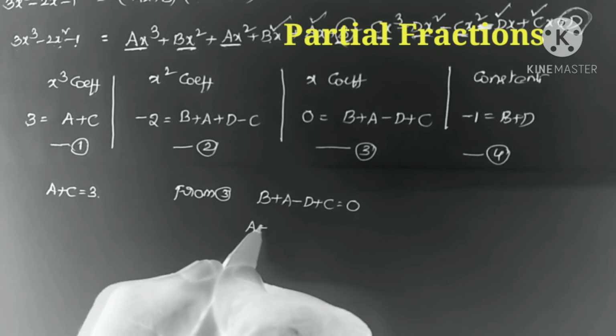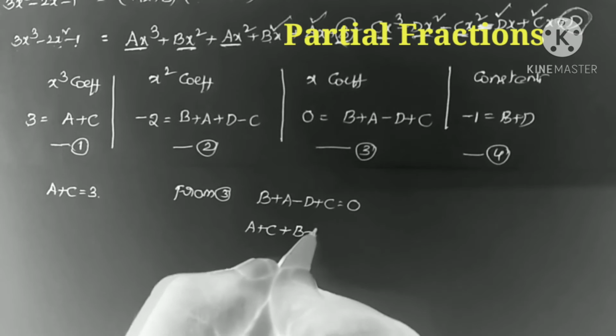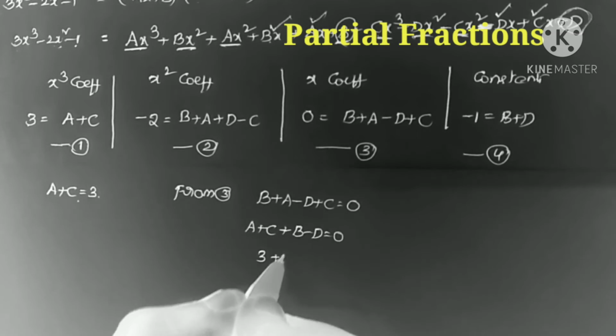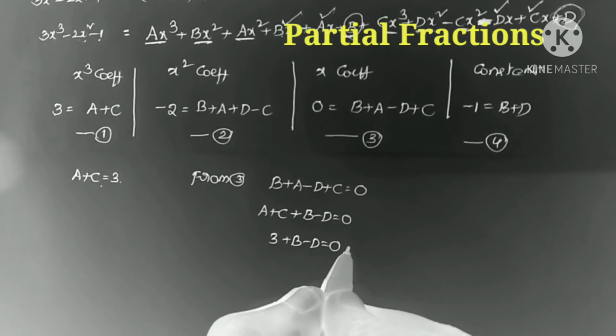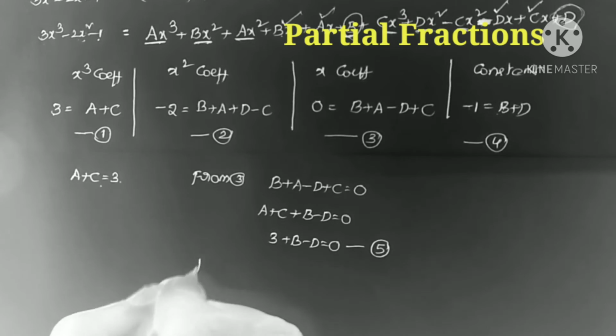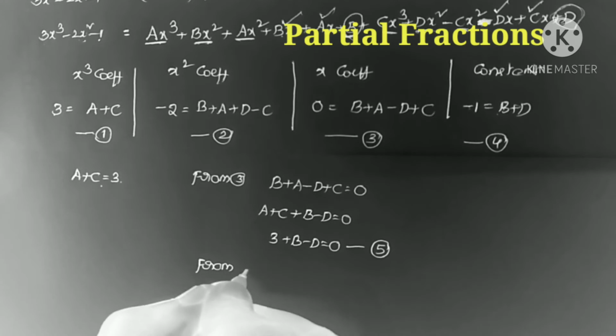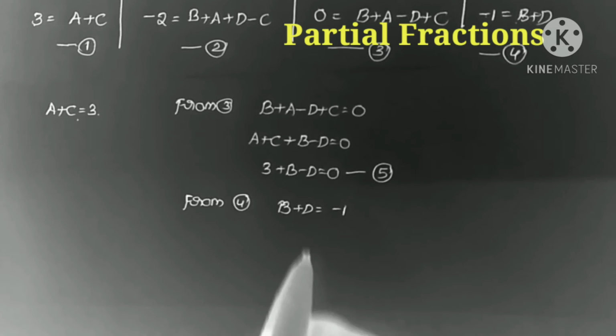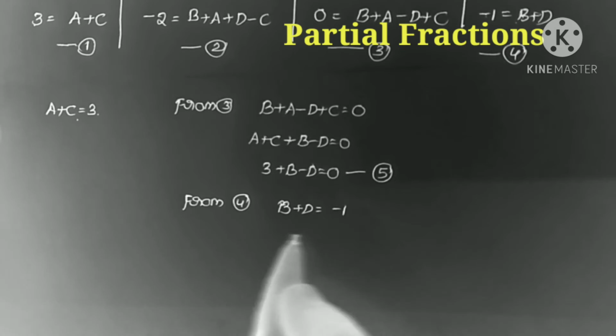That is a plus c plus b minus d equal to 0. But what is the a plus c value? 3. That is 3 plus b minus d equal to 0. Take this as the fifth equation. So from 4 we have that b plus d is equal to minus 1. Now we solve these two equations to get the values of b and d.